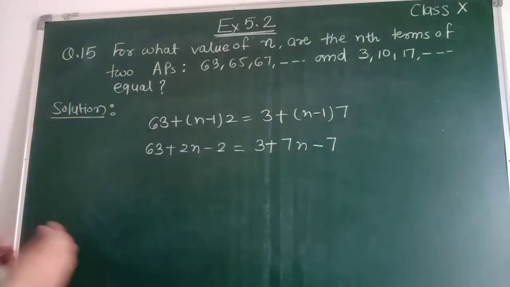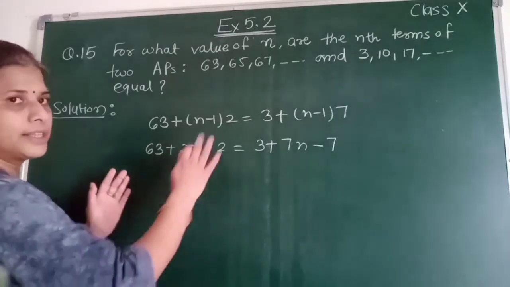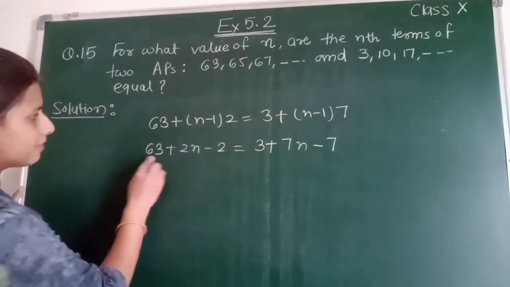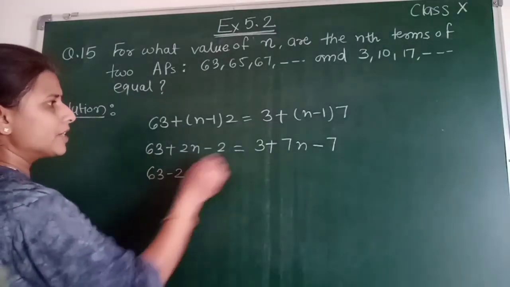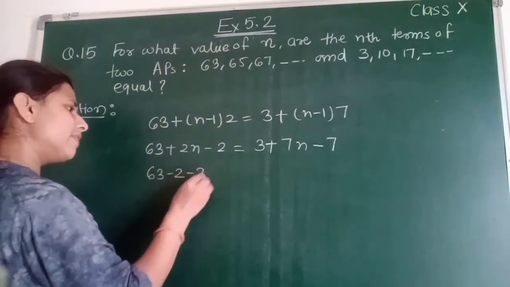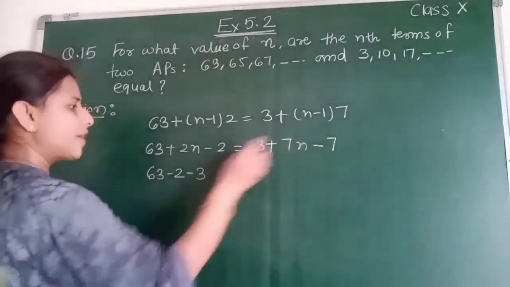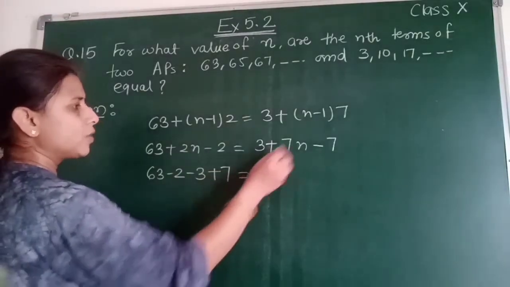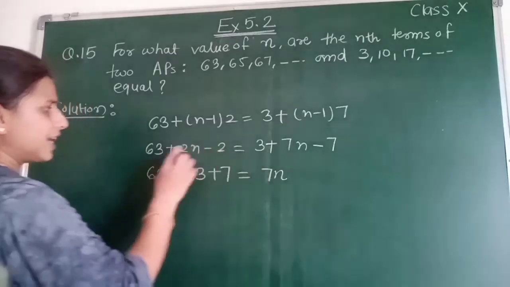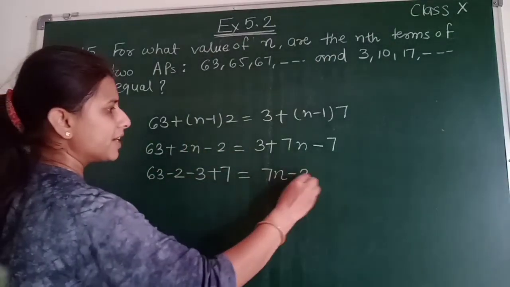Then we will shift all the numbers to the left hand side and all the terms of n to the right hand side. Then we will get 63 minus 2. This 3 will shift to the left hand side, we will get minus 3, and when we shift this minus 7 to the left hand side, we will get plus 7 equals the right hand side 7n as it is, and when we shift this plus 2n from the left hand side to the right hand side, we will get minus 2n.